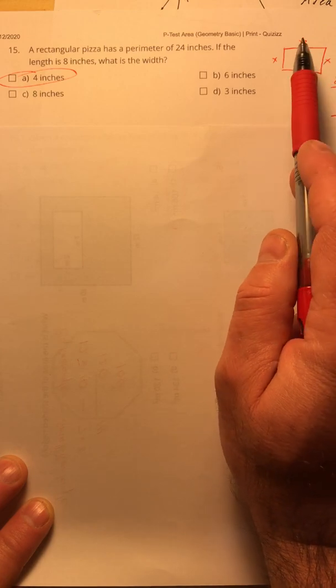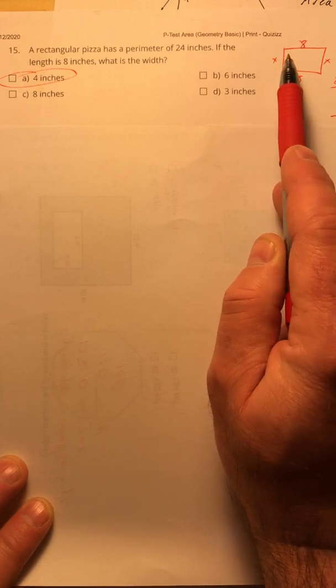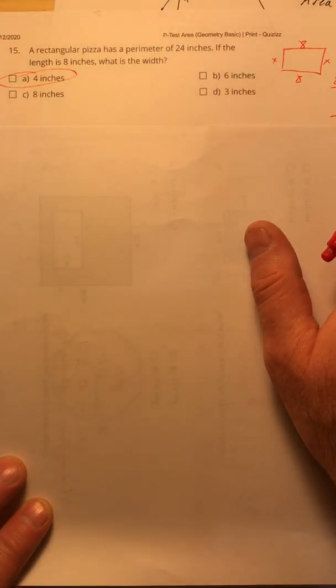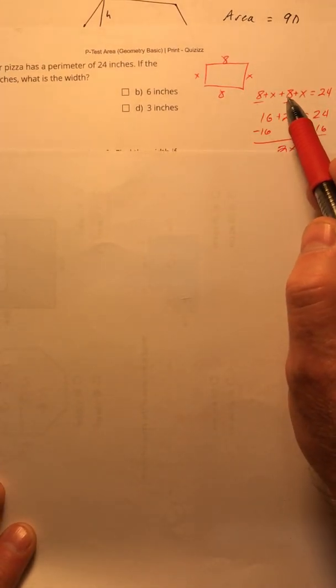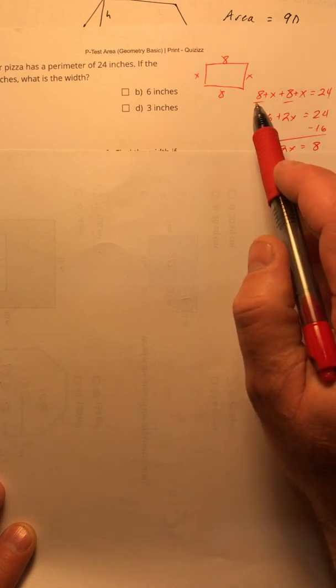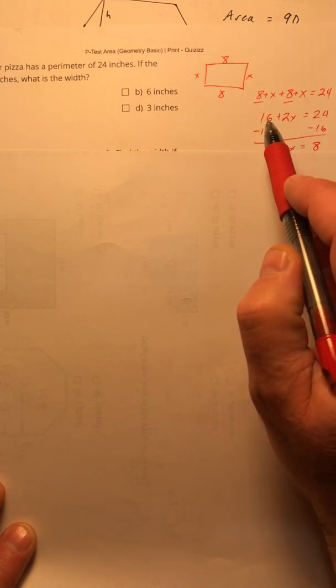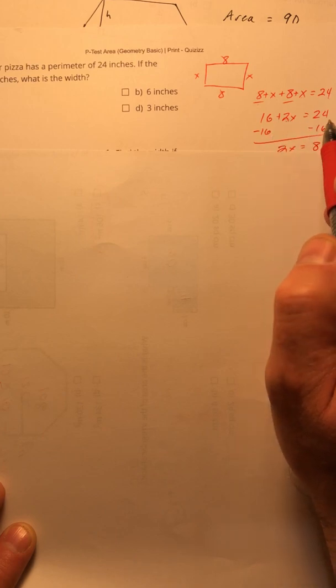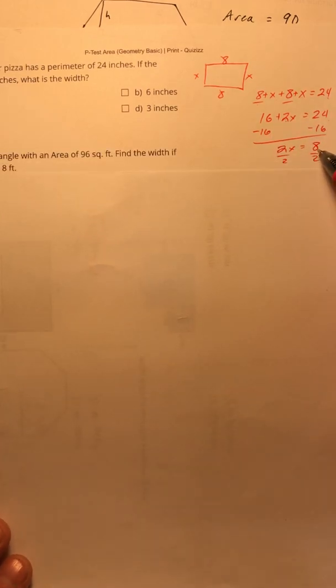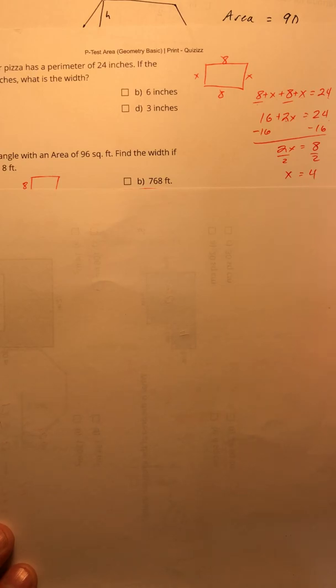So to find the perimeter, you do this number plus this number plus this one equals 24, the perimeter that we're told. So we say 8 plus x plus 8 plus x is 24. Combine our like terms, 8 and 8 gives me 16. x and x gives us 2x. So 16 plus 2x is 24. Then simply subtract 16 from both sides and divide by 2. We'll get 4.